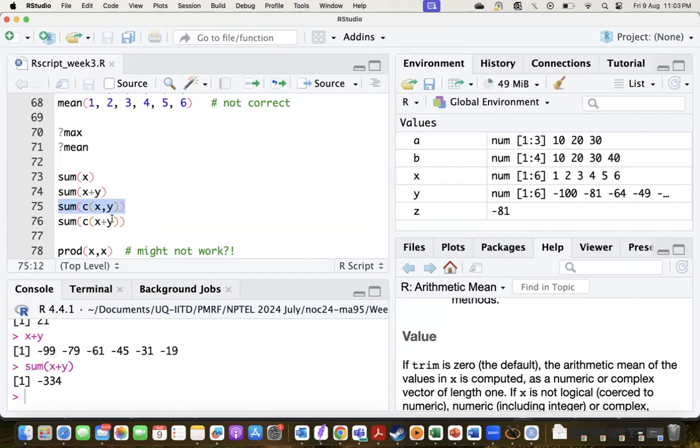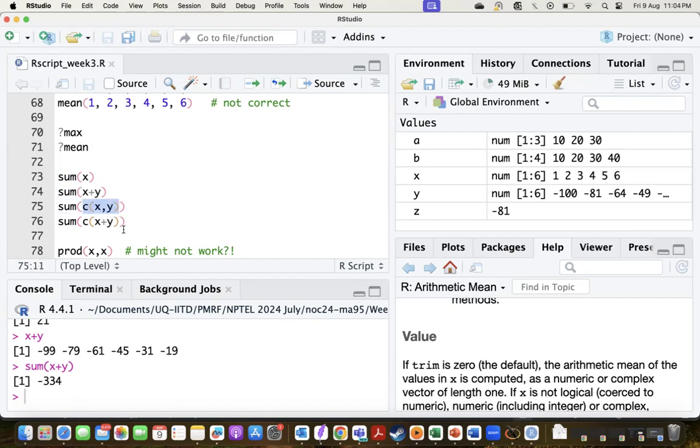Maybe add vector-wise, like elements of first, then second, x and y. Like x is 1 and y is minus 100, so it will be 99, then 79. Let me stop you just there. So we are dealing with this one here first, right? Inside, I am not adding. So sum is outside first.